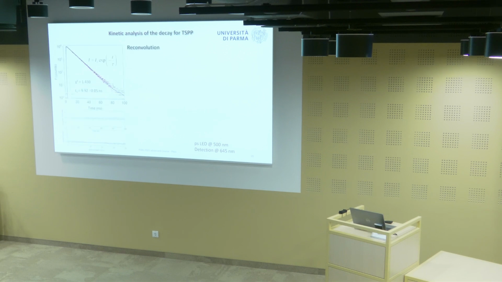Analysis. You can go through the convolution because in the short time scale, even if the lifetime is long, you have distortion in the signal. So you want to deconvolute. The blue curve is the result of the reconvolution of the impulse response function here, the green. That's the laser pulse, essentially. With the model, it's a single exponential decay. You see that the lifetime is 9.92. The error bar is in the 50 picoseconds.